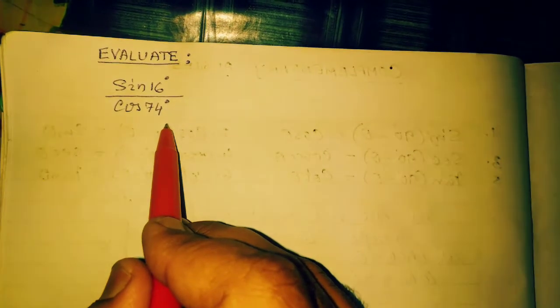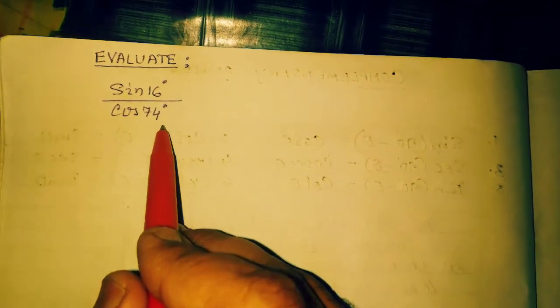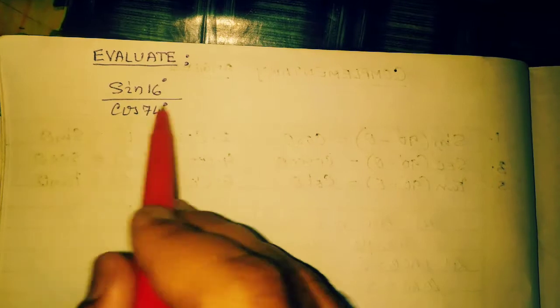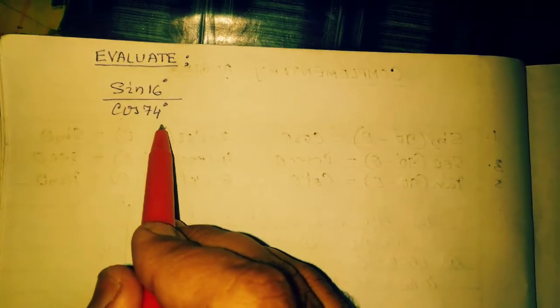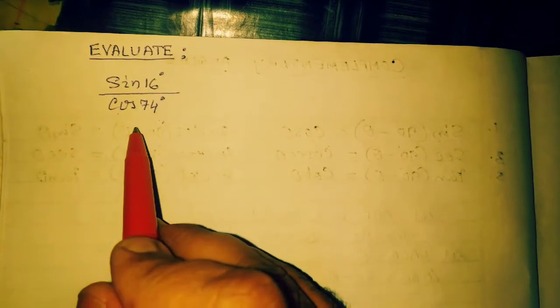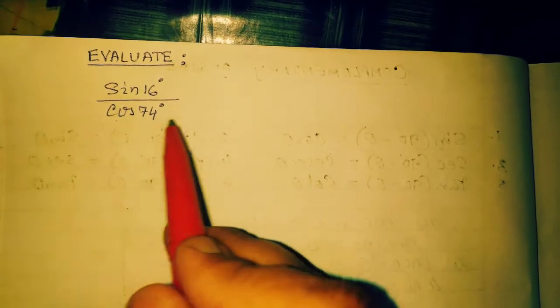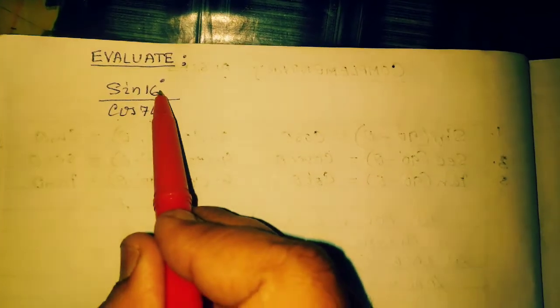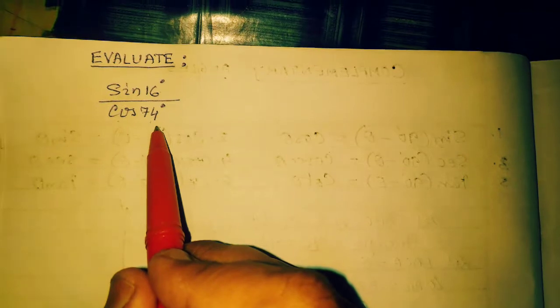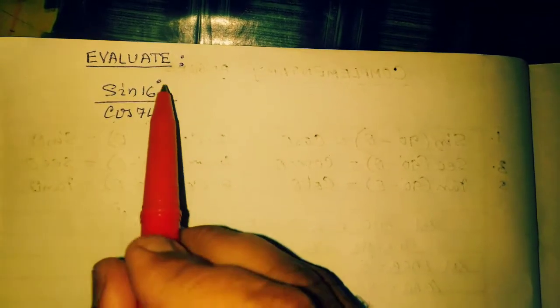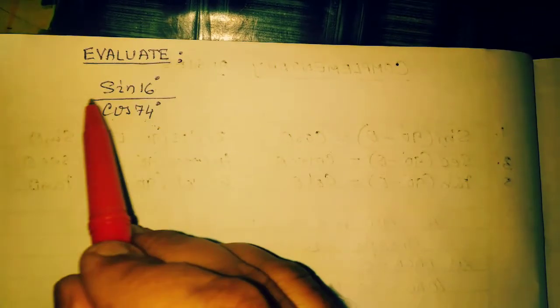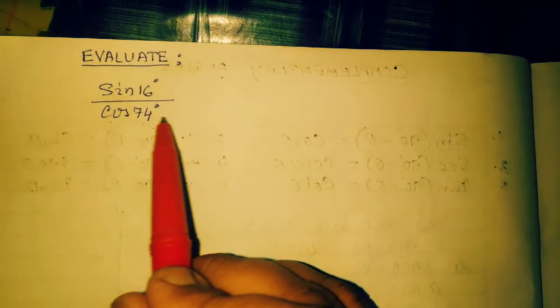So without using trigonometrical tables, how to evaluate this sine 16 degree by cos 74 degree? See here, we can apply complementary angles over here. How to apply? We know 74 degree plus 16 degree, if we add these two, we'll get 90 degree. So any one of them, either the numerator or the denominator, will convert into 90 minus.